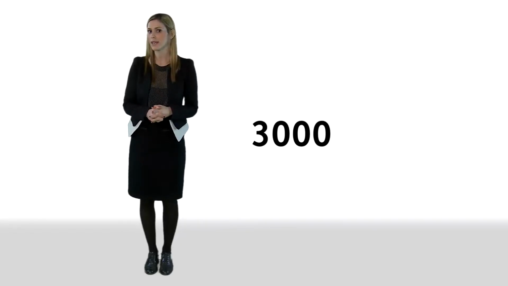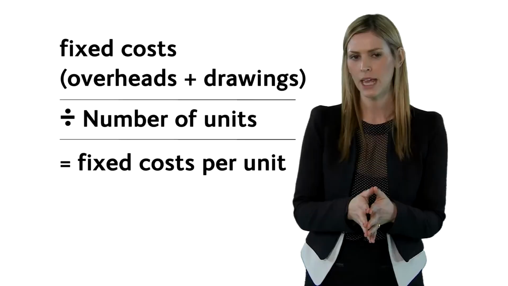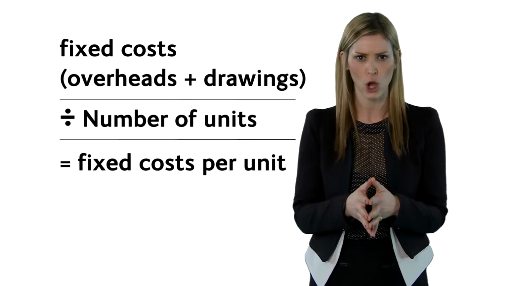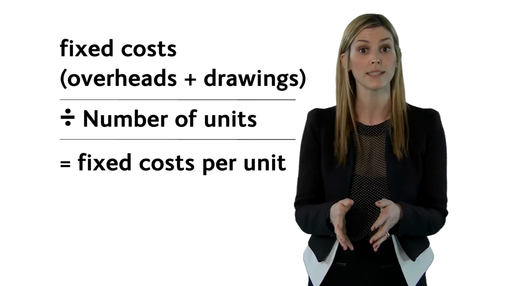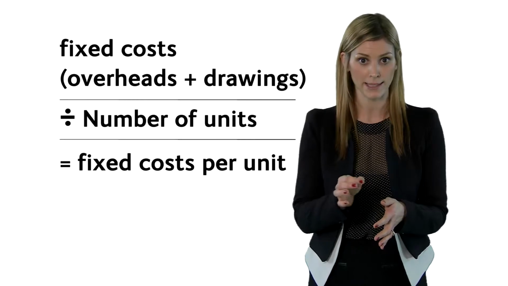First, estimate how many products you'll sell in a year. In our example, we'll say 3,000 units. Now divide your total fixed costs, that's overheads plus drawings, by the number of units you expect to sell. This gives you a figure of how much fixed costs to allocate to each unit. Now add the direct cost to produce each item, and you have the total product cost per item.